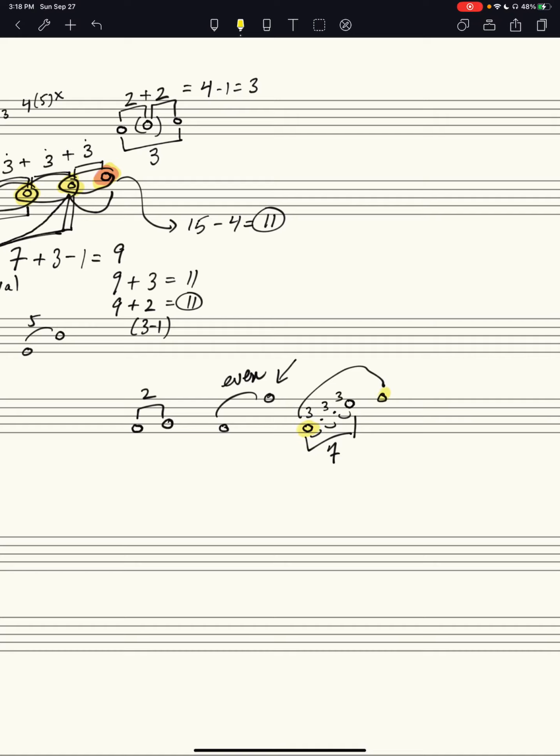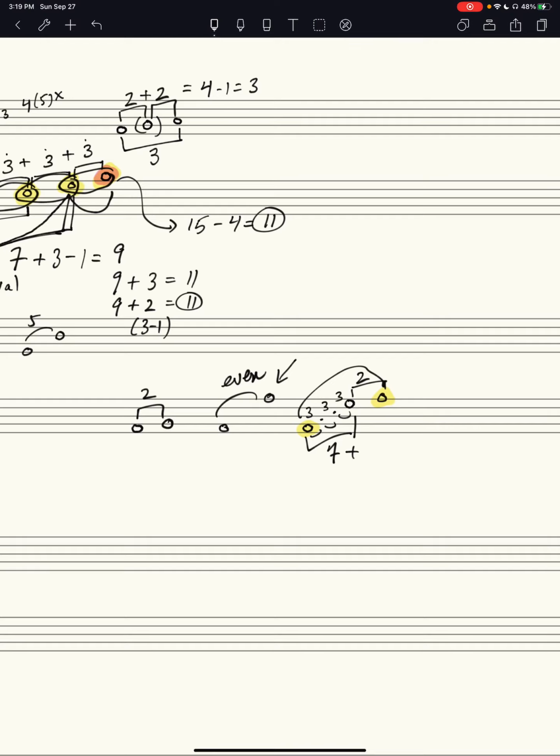Well, our original problem is from the first space all the way up to the fifth line. Let me just make sure I highlight that so that it's clear. So what is the interval from, again, the first space to the fifth line? Well, notice that from this fourth space to the fifth line, that is, of course, a step. Why is it a step? From a space to an adjacent line is always a step. So that's a size of 2.